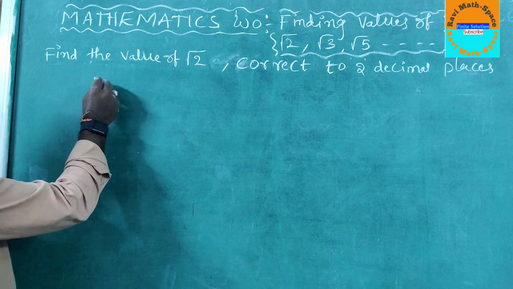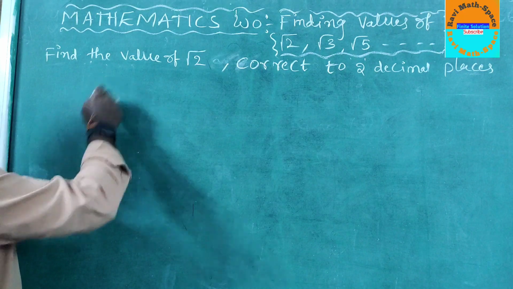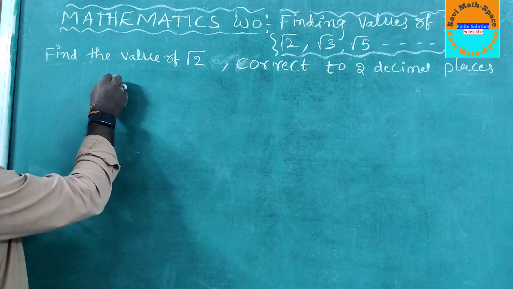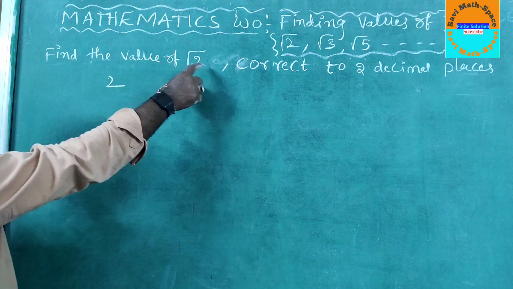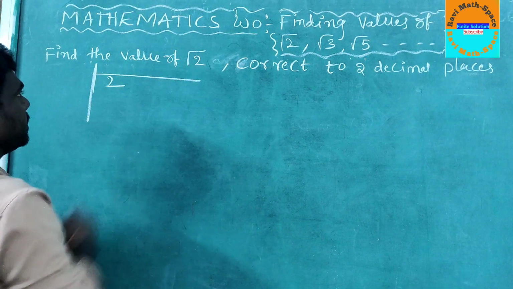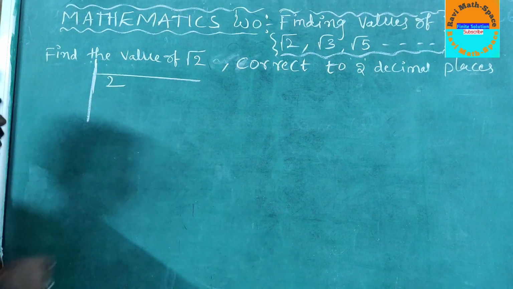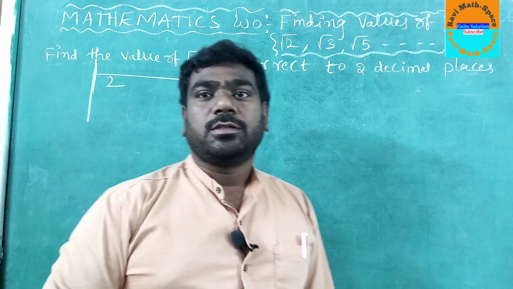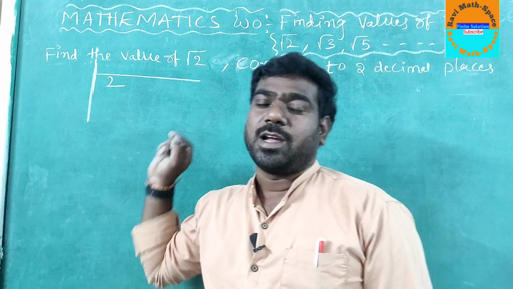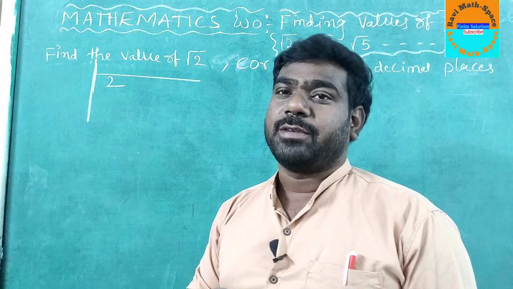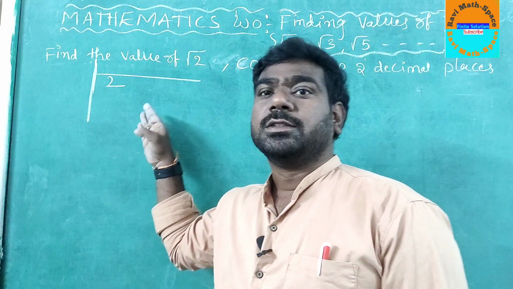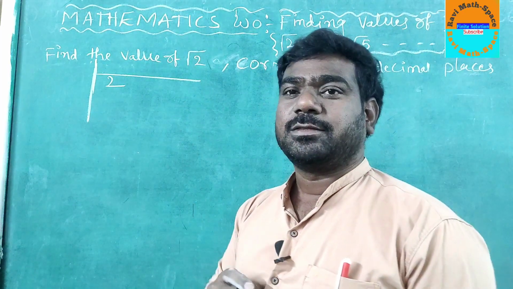By using the long division method, we can find the square root of a number. First, take the number, whatever number is given in the root. Now we have to apply the long division process. I already explained the steps required to find the square root of any number in the previous video. Once again we will follow those steps to find the value.